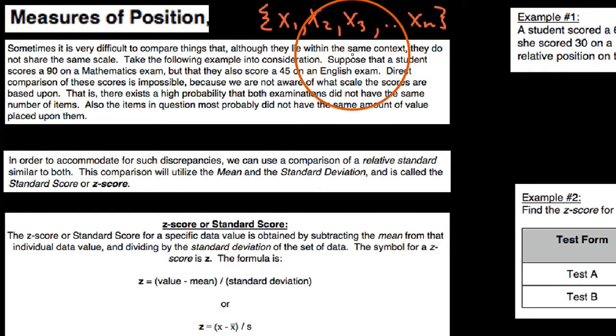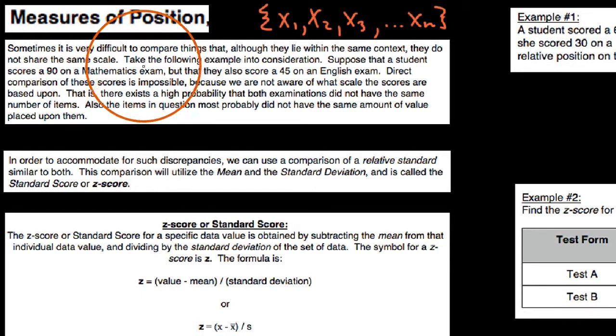So in this first video, we're going to talk about a very simple measurement to calculate that we use all of the time, and we call this measurement a z-score, or a standard score, or a standard z-score. As an example of why we use this as a measure of position, let's consider this situation. Sometimes it's very difficult to compare things that, although they lie within maybe the same context, don't share the same scale.